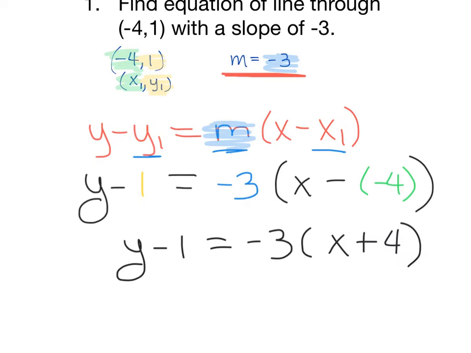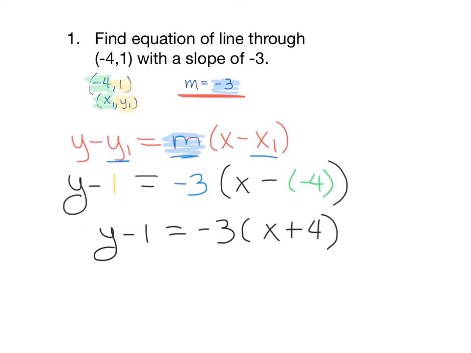Now, if your instruction said to use that ordered pair and that slope and leave it in point-slope form, we would stop right here. However, chances are they're going to ask for slope-intercept or standard form. So we're going to keep going. Yes? Are we asking for those two, or can we?